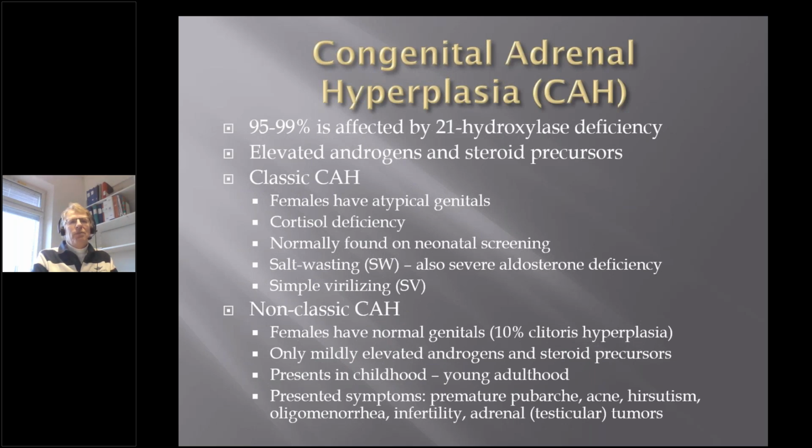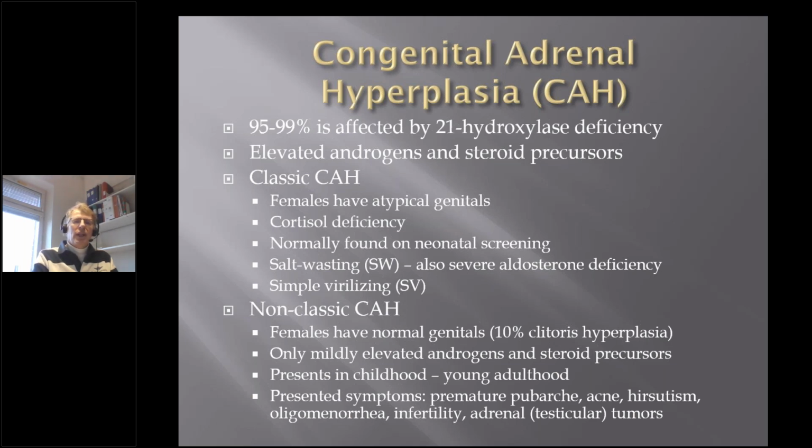So congenital adrenal hyperplasia is a condition that's mostly due to 21-hydroxylase deficiency. Here in Sweden, 99% of all CAH is due to 21-hydroxylase deficiency. You can see elevated androgens and steroid precursors, and then you divide it into classic CAH, where females have atypical genitals, cortisol insufficiency, and are normally found on neonatal screening. And the salt wasting form will also have severe aldosterone deficiency. If they're not diagnosed within the first weeks of life, they will die in a salt wasting crisis. And then the simple virilizing form, if you don't do neonatal screening and you can't see any atypical genitalia, for example in boys, are usually diagnosed when they're a few years old.